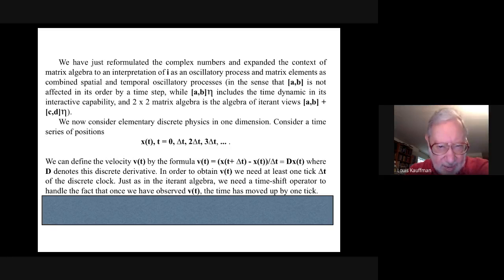And I want to go farther than this here. We've reformulated the complex numbers and expanded them to matrix algebras and so on. But I started by talking about very simple discrete systems, and I want to just consider an arbitrary discrete system now. So it's going to be a bit more abstract. I have an arbitrary discrete system. I have a time variable. And then I have increments of time, delta t, 2 delta t, 3 delta t, and I have velocity as a discrete derivative.